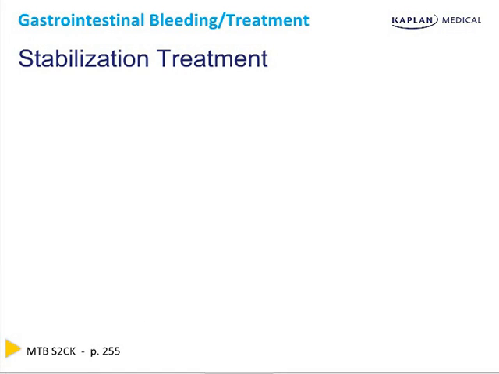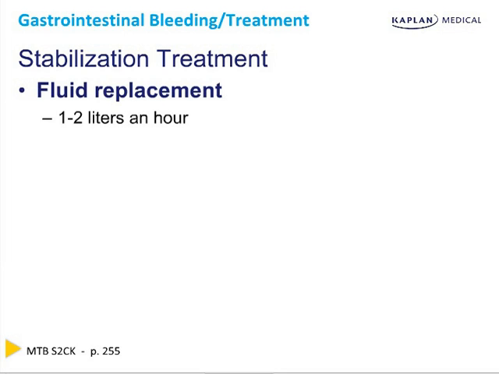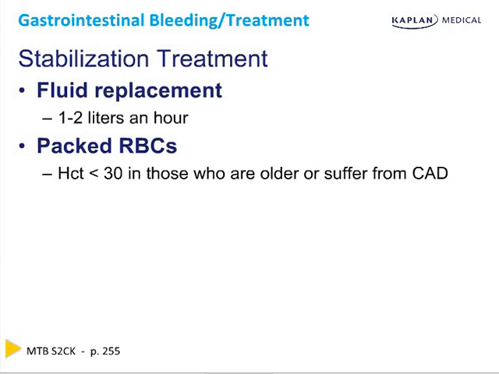The next best step in treating a patient with GI bleeds is to stabilize them. Fluid replacement with high volumes, that could be 1 to 2 liters or more an hour of normal saline or Ringer's lactate in those with acute severe bleeding, has been shown to improve outcomes. Giving packed red blood cells if the hematocrit is less than 30 in those who are older or suffer from CAD is beneficial.